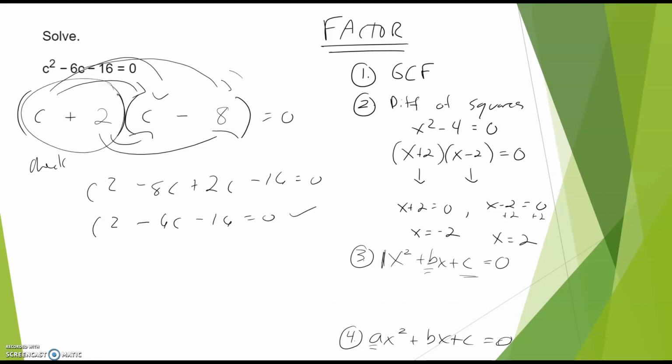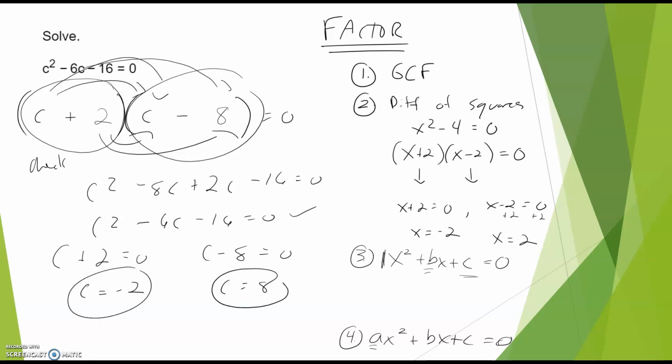Now, you can see what the solutions are. You take both of these, set to 0. c plus 2 equals 0. c minus 8 equals 0. c equals negative 2. c equals 8. And again, we can check those if you want. So there's another check. You can check your solutions. If you put in negative 2 to your original equation, do you get 0? You should, if we did everything right. 4 plus 12 minus 16 does in fact equal 0. So I know those are correct.